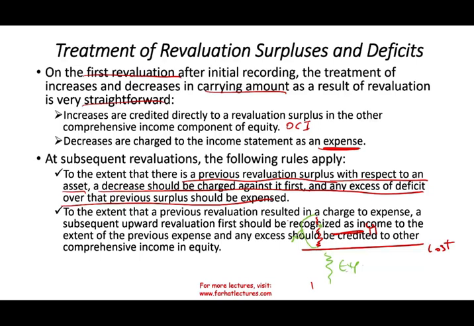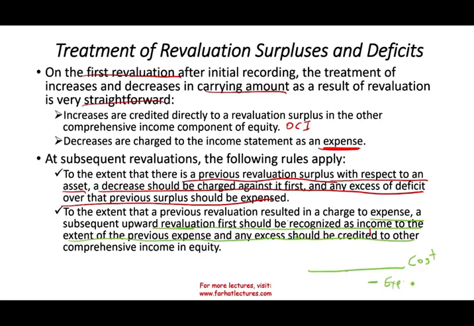To the extent that the previous revaluation resulted in a charge to an expense, a subsequent upward revaluation first should be recognized as income to the extent of the previous expense, and any excess should be credited to other comprehensive income. Let's do it in a simple example. This is my cost. In year one, I went below my cost. When I went below my cost, it was an expense. I went down 10,000, then I went up only 5,000. As long as I'm dealing below cost, this is going to be an income of 5,000.